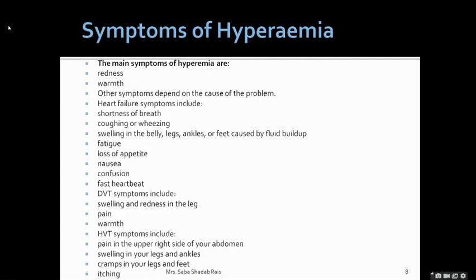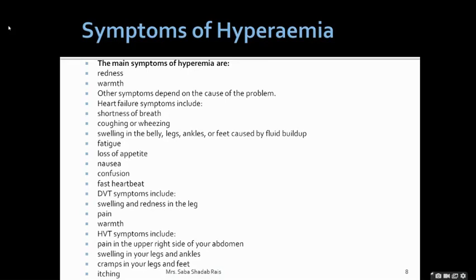Now what are the main symptoms in case of hyperemia? Redness, then warmth. Other symptoms depend on the cause of the problem. Heart failure symptoms include shortness of breath, coughing, wheezing, swelling in the belly, leg, ankle, feet caused by fluid buildup, fatigue, loss of appetite, nausea, confusion, fast heartbeat.